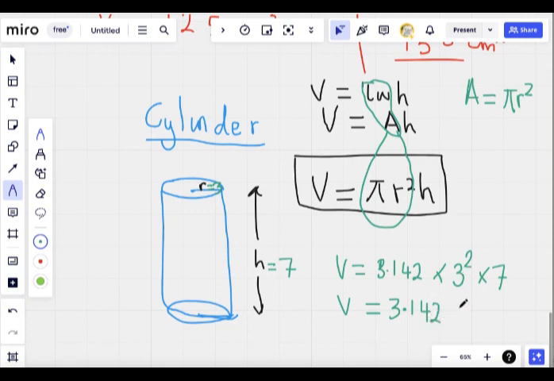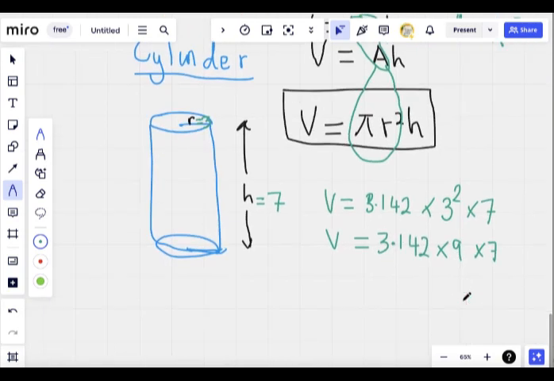3 squared is 9 times 9. That's 3 times 3 is 9, times 9, times 7. So what will be the volume of this cylinder? 197.82, right? So we get the volume of this cylinder to be 197.82 centimeter.